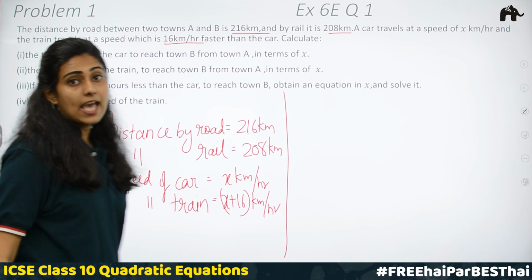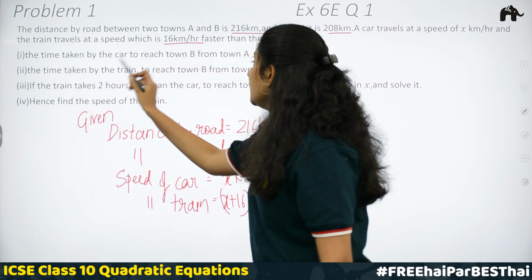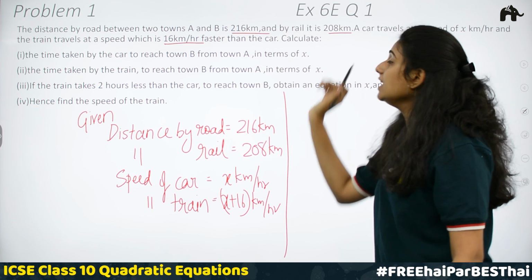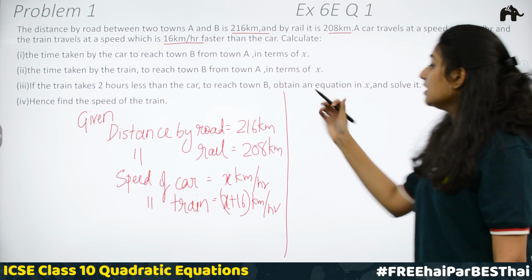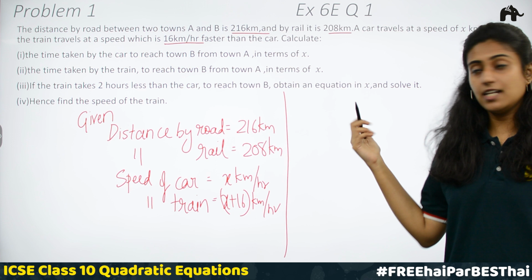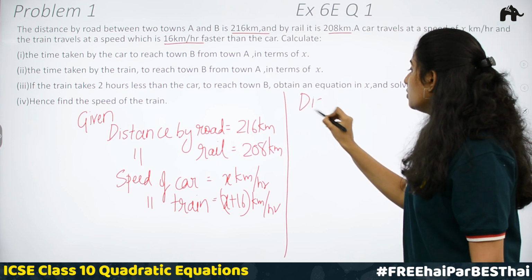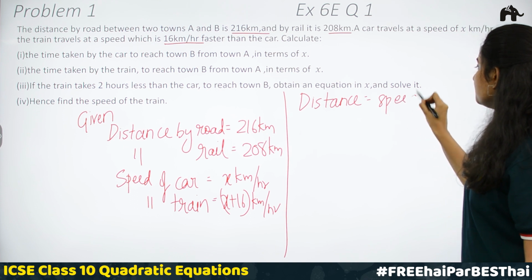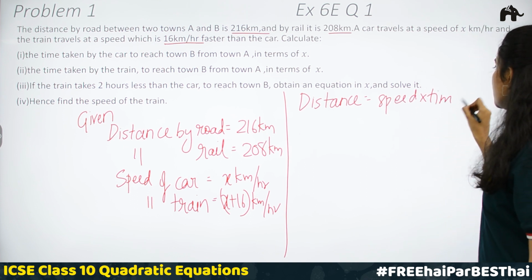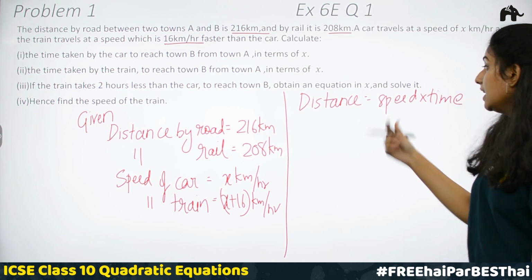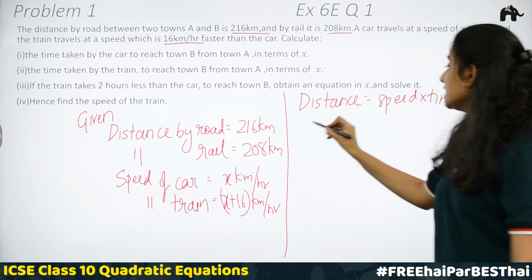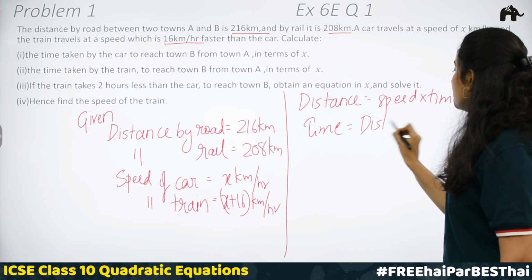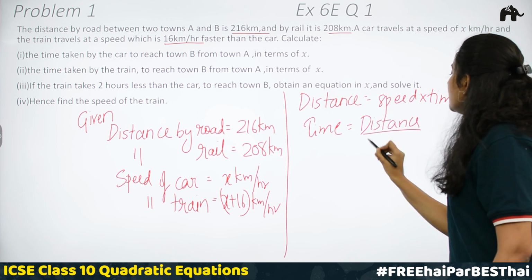First question is to calculate the time taken by the car to reach town B from town A in terms of x. What is the relation connecting distance, speed and time? We have distance is equal to speed into time. Here we need time, which means time is equal to distance by speed.